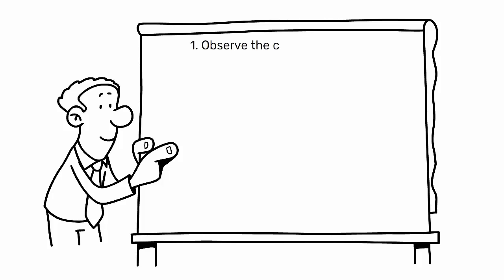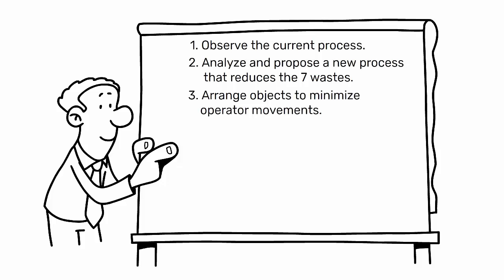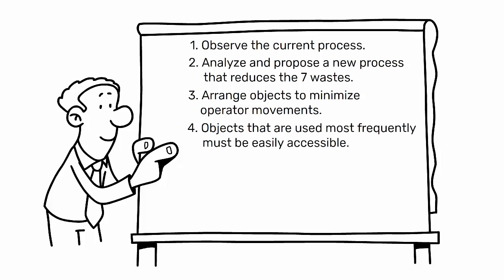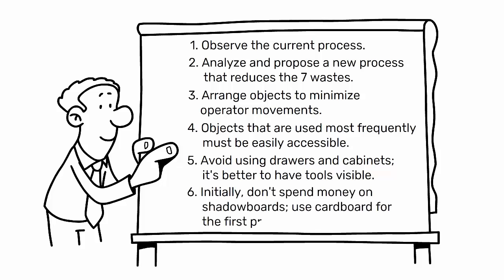1. Observe the current process. 2. Analyze and propose a new process that reduces the 7 wastes. 3. Arrange objects to minimize operator movements. 4. Objects that are used most frequently must be easily accessible. 5. Avoid using drawers and cabinets. It's better to have tools visible. 6. Initially, don't spend money on shadow boards. Use cardboard for the first process iterations.